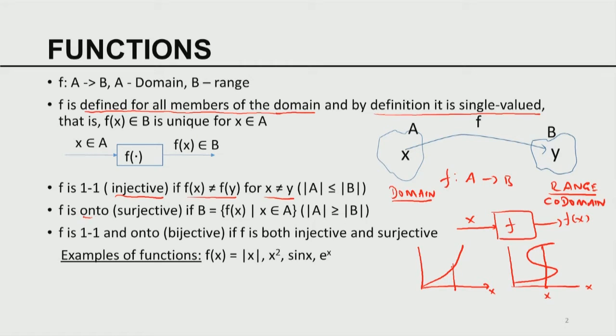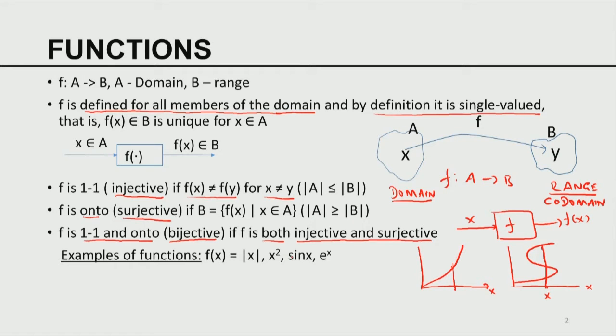F is called onto, or surjective, if it maps all the points of A onto the complete set B. F is called 1 to 1 and onto, also called bijective. It is both injective and surjective. So let's give some examples of functions. F of x is the absolute value of x, x square, sin x, e to the x. These are all examples of functions, and these are different classifications of functions.